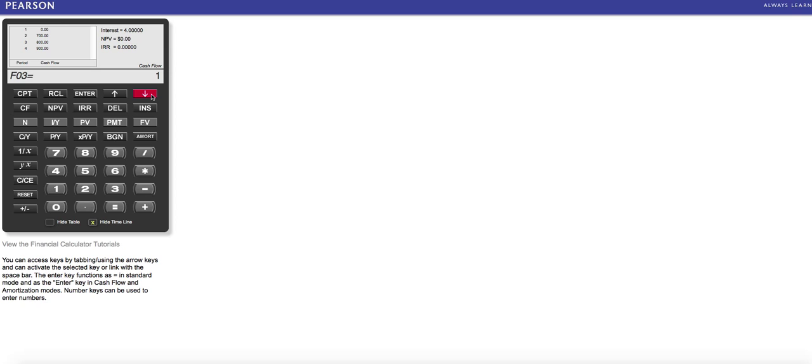for 1 period. And again, these are mixed stream cash flows, so each cash flow is different. If each cash flow was the same, if it was $700 3 times, we would just simply use the payment function in the 5-key approach, and we wouldn't have to use the cash flow register in the first place.